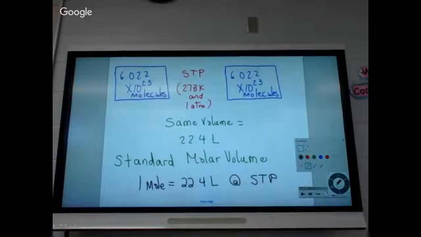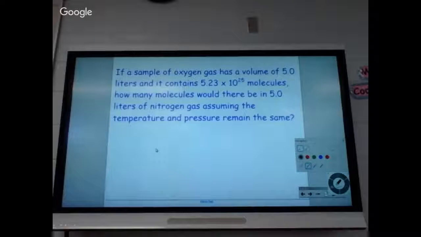Now, you might have to use Avogadro's number, though, to solve a problem, which is why I did talk about it. So, what are we going to do with Avogadro should you have to use it? Does everybody have what they need? Yes. Okay. I'll give you a minute to write that down. Here's a typical Avogadro problem.